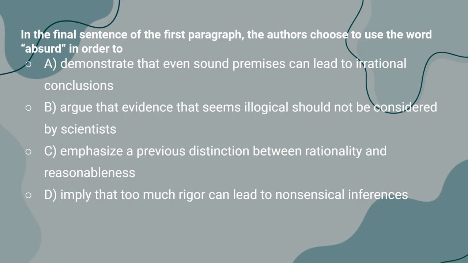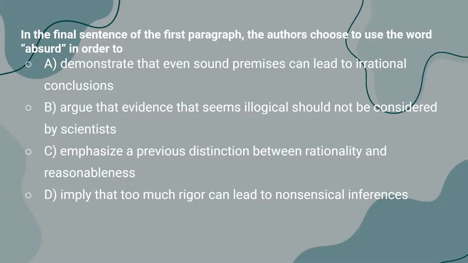C, emphasis on previous distinction between rationality and reasonableness. I do like this answer a lot as well, so I think A and C are 2 up there. And D, implied that too much rigor can lead to nonsensical inferences. D is also not terrible. However, D, I think, compared to A and C, is just not as strong. Is it true? Yes. However, that's not really what it's about, so I wouldn't really go into that.